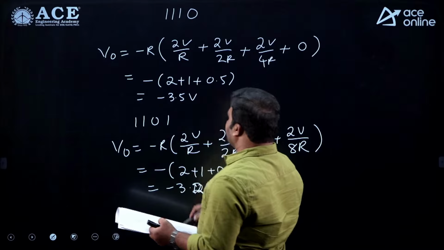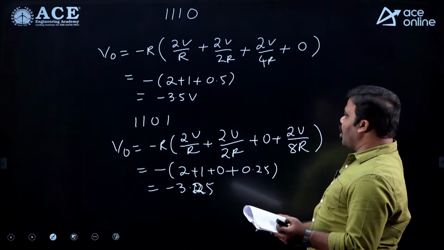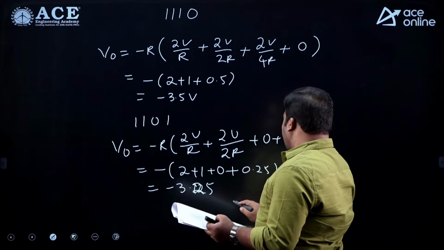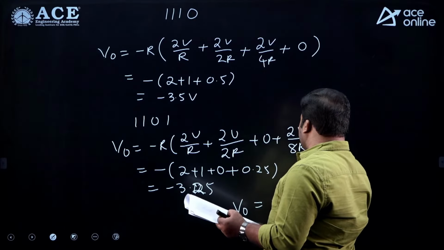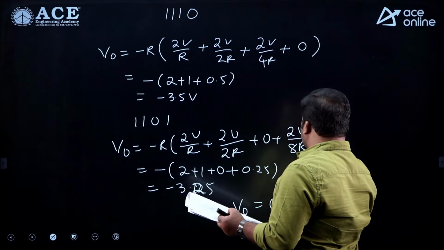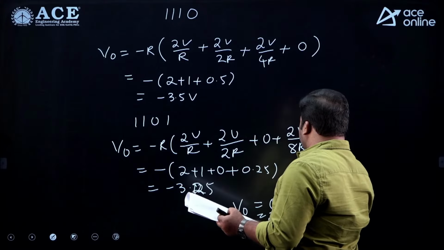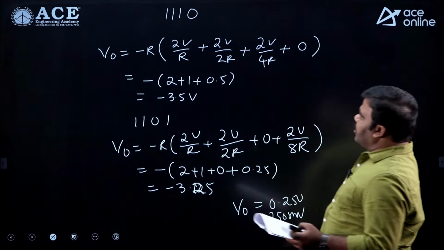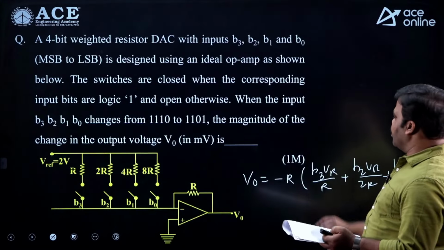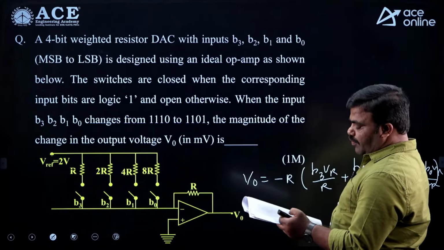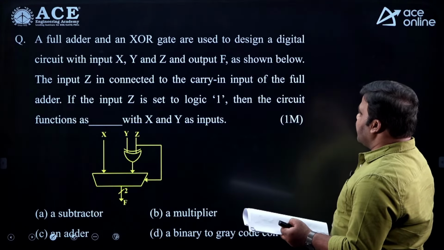3.25. So, the difference we are observing is 0.25 volts. How much is it changing here? Output change, if you are observing, it is 0.25 volts, which equals 250 millivolts. The answer is 250 millivolts. The change we can observe here is 250 millivolts. Let us see the next question.